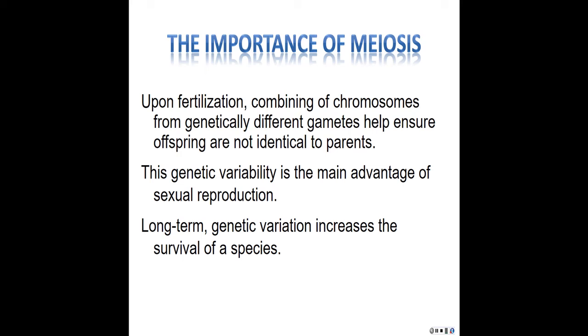All right, so we have this haploid egg and this haploid sperm, and when the sperm fertilizes the egg, we combine those chromosomes into a single nucleus, and so that brand new genome is completely unique. And offspring are therefore never the same as the parents. And that is the advantage of sexual reproduction. The long-term genetic variation increases the survival of a species.